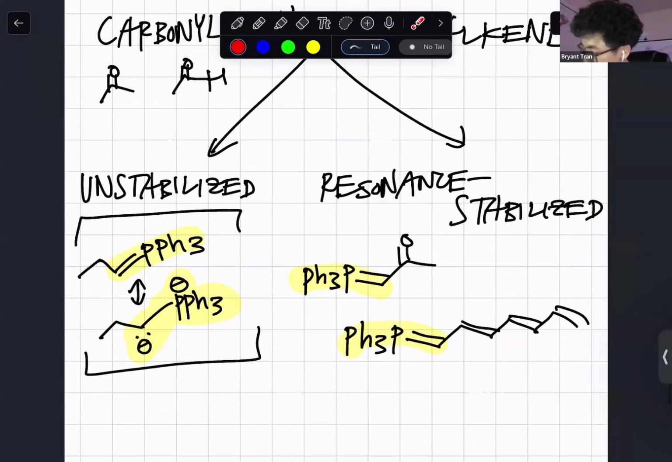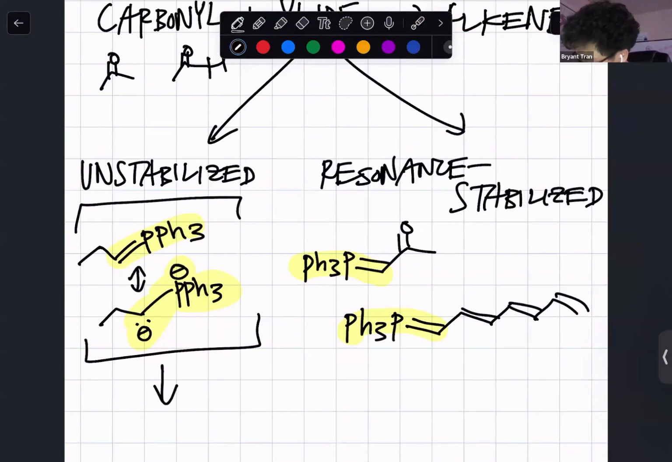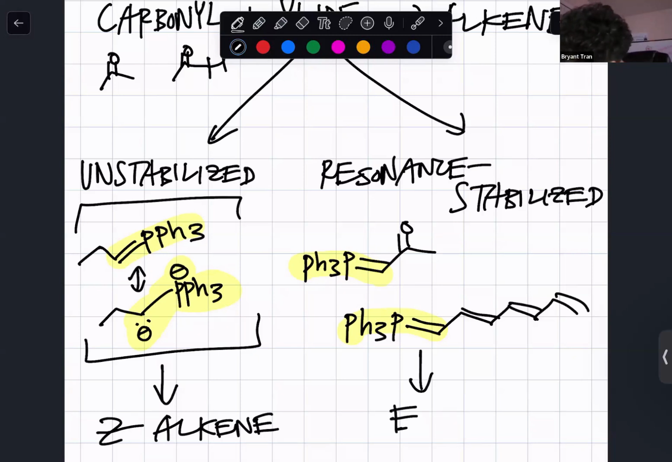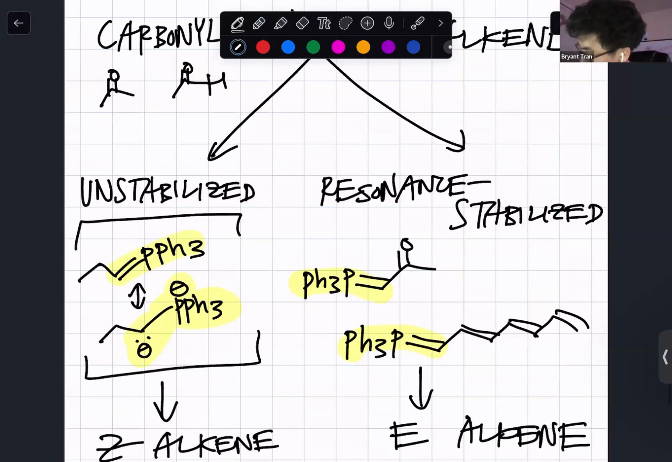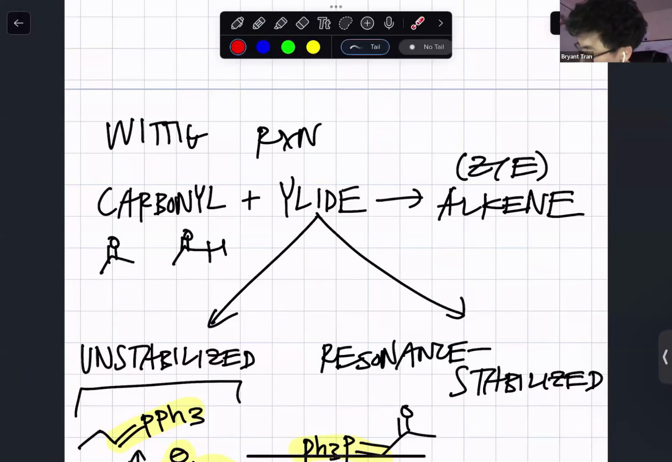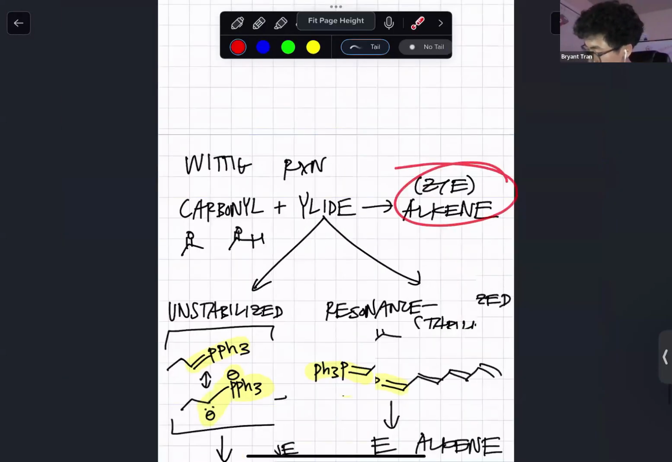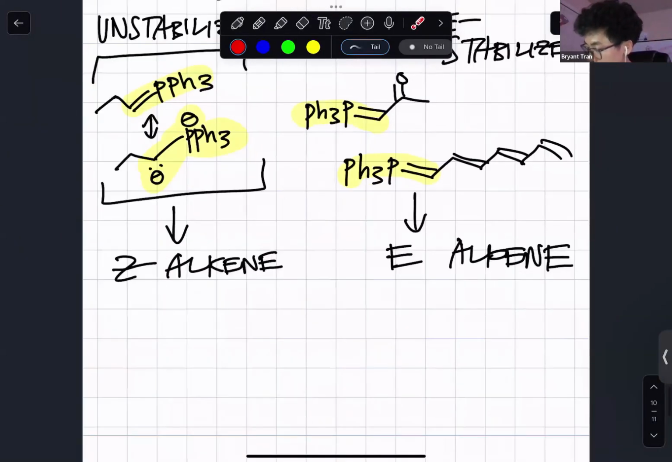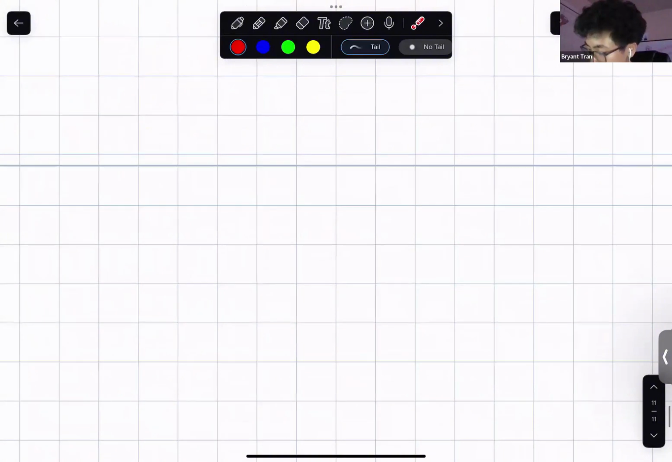Right? The unstabilized ylid would lead to a Z alkene. The stabilized ylid will lead to an E alkene. Right? Z or E depending on what the ylid is. Now let's be more clear and give you a specific problem.